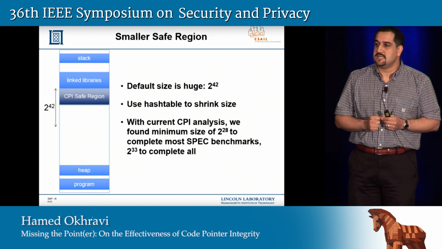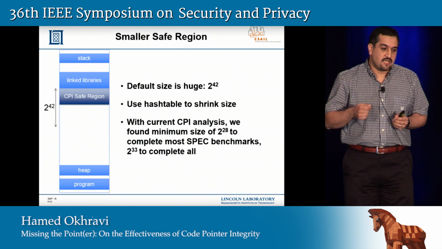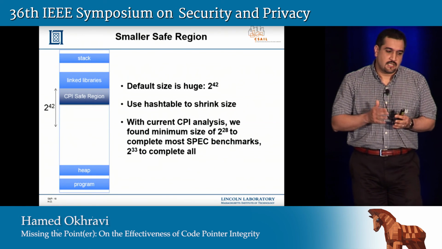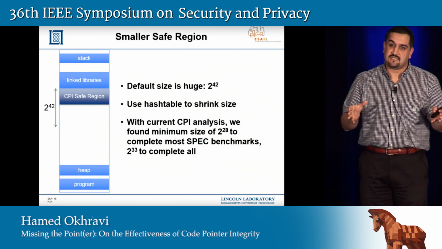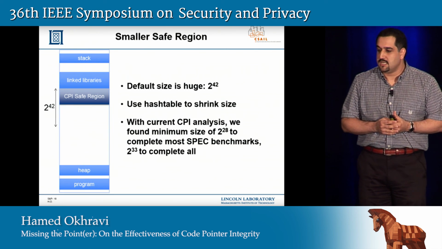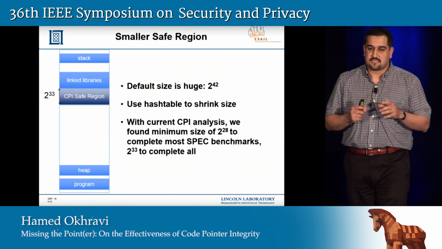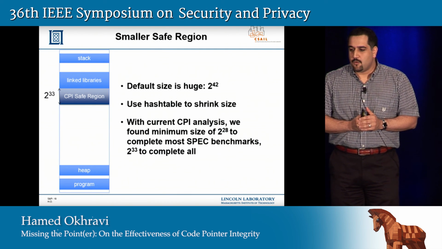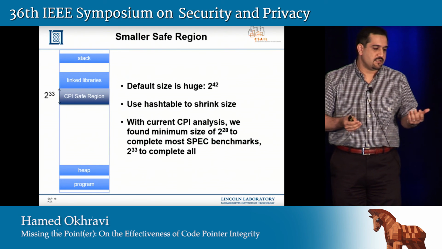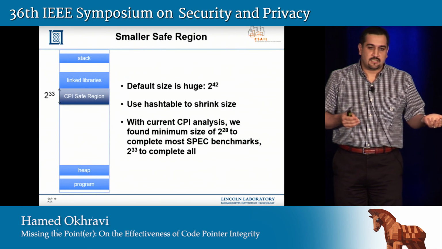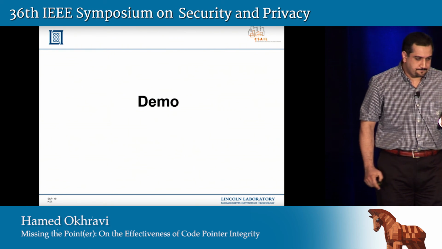And for that size, the SPEC benchmark actually did not complete. Some of the programs in the SPEC benchmark failed to provide the correct result. So we started to increase the hash table size to the minimum size that's necessary to complete the entire SPEC benchmark. And that size is 2 to the 33 bytes. So that's the minimum size that's necessary. And again, in that case, the non-crashing attack will be stopped, but the crashing attack is possible with, on average, 8,000 crashes. So now the number of crashes grows.